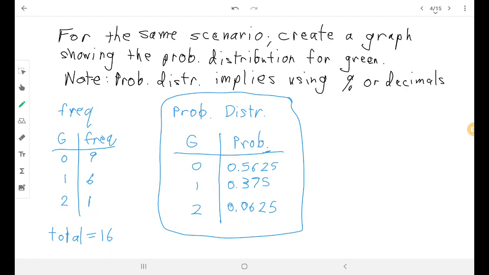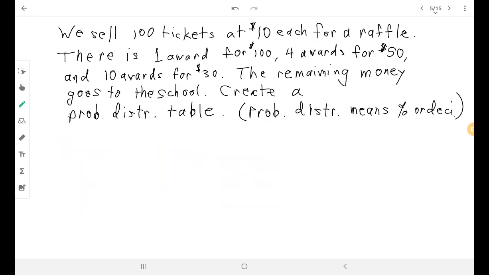And let's move on to our next problem. Okay, let's move beyond the fair spinner, and let's talk about a situation where we're going to sell raffle tickets at some event that we have. And we've got 100 tickets. We're going to assume that we sell all 100 tickets.